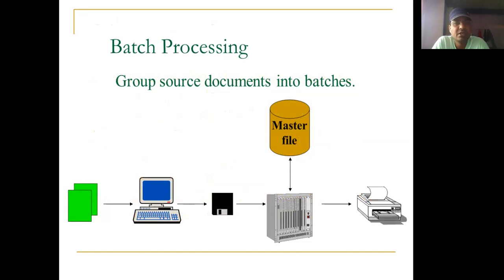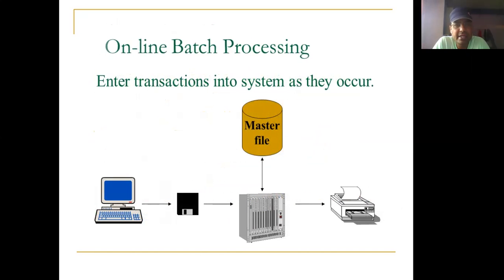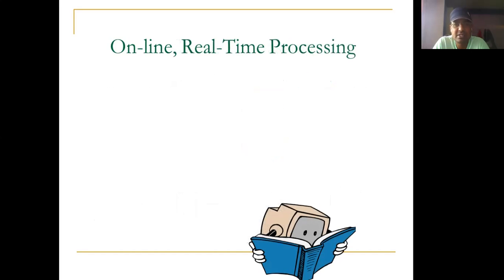Here is a batch processing scenario. Source documents are grouped into a batch, and this is the overall system of batch processing. And here is online processing. Data is fetched from the online form and the transaction is entered into the system as it occurs. Here is the scenario of online processing.